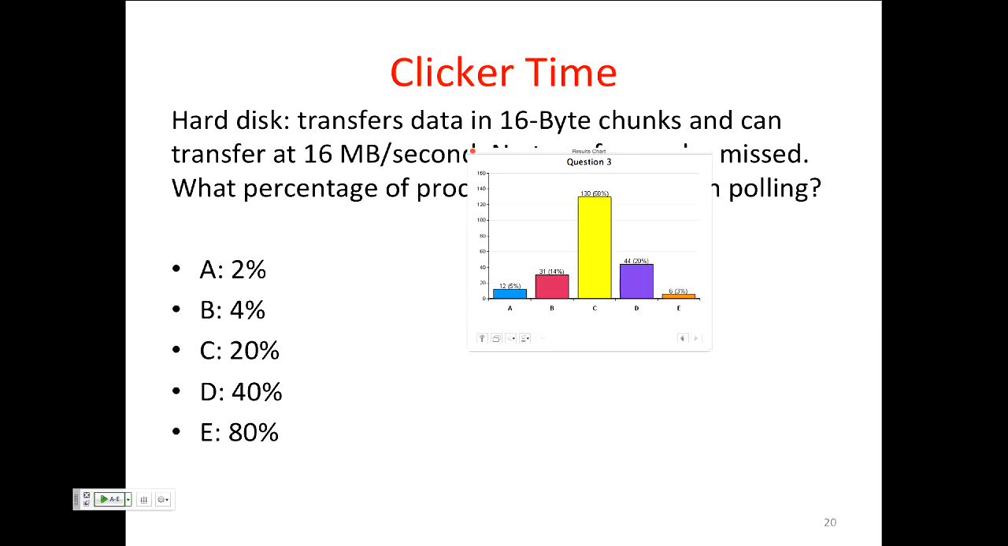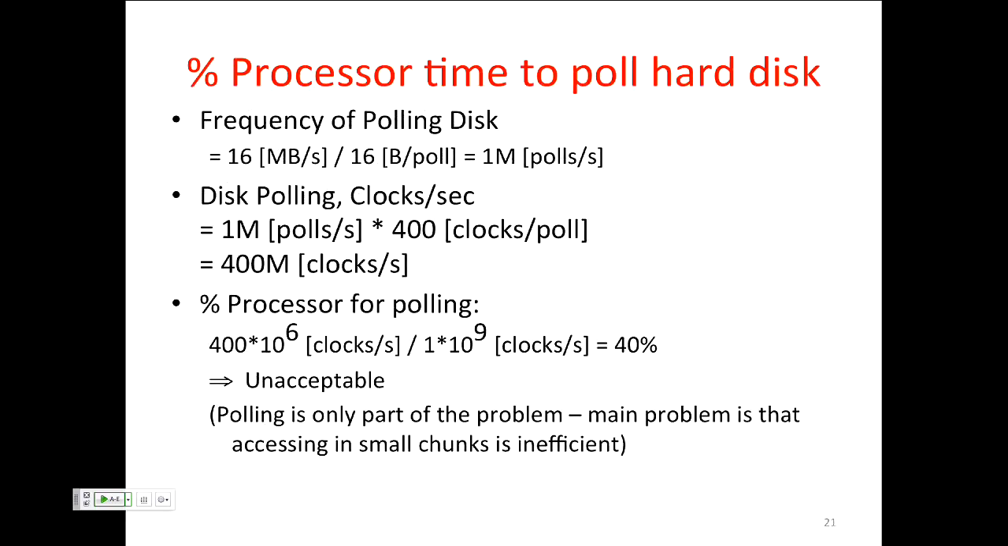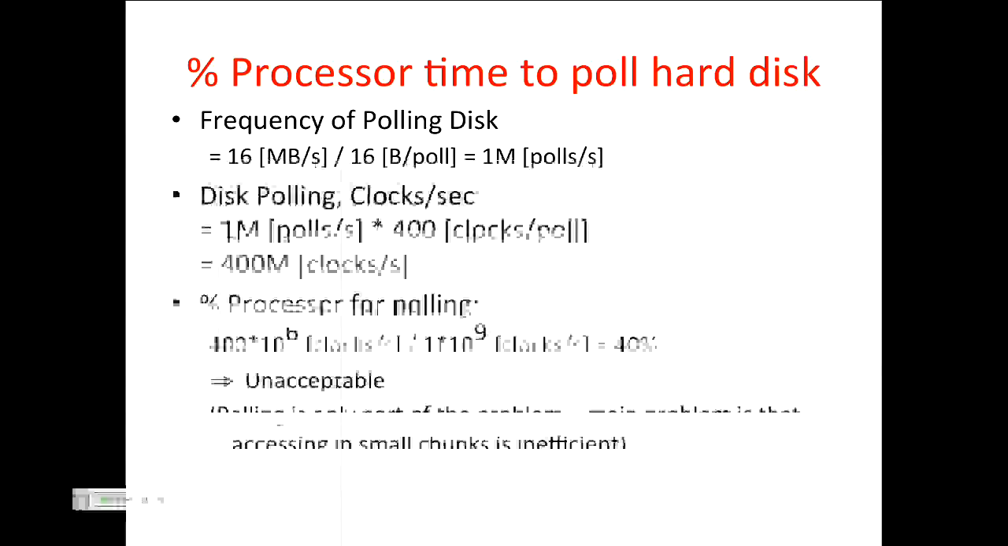So let's do the math. We have a transfer rate of 16 megabytes per second. And every time we poll, we bring in 16 bytes, which means we have to poll 1 million times per second. Each of these polls takes 400 clock cycles, so we spend 400 million clock cycles just polling. And 400 million out of a billion is 40%. And that's a lot of time just sitting there, spinning around and waiting for data to come in.